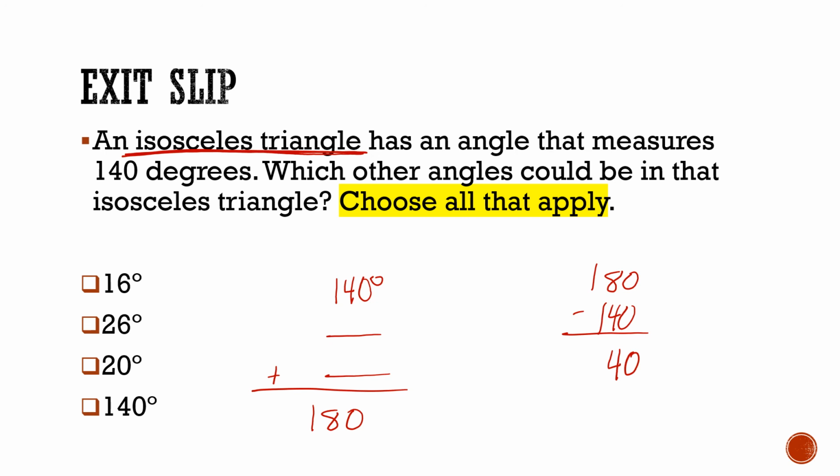But since it's isosceles, we need both of these to be the same. So we're going to take that 40 that's left and divide it in half and say that they could be 20 and 20. And there's no other way for two angles to be the same, because we could not have another 140 degree angle, because that would be 280, and that's over our limit of 180 degrees for a triangle. So answer choice C is the only correct answer for this exit slip.